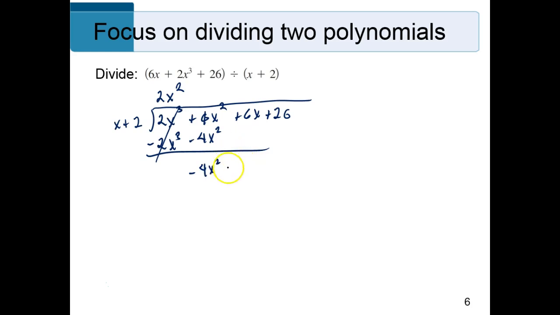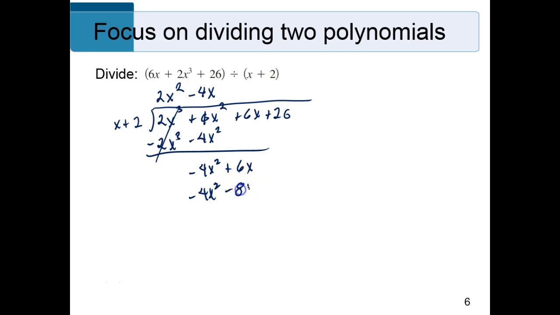Bring down the next term. Plus 6x. And then what do we do next? Divide again. And you do first term in the first term. X will go into negative 4x squared how many times? Negative 4x times. Perfect. Then what do we do next? Multiply. Negative 4x times x is negative 4x squared. Perfect.